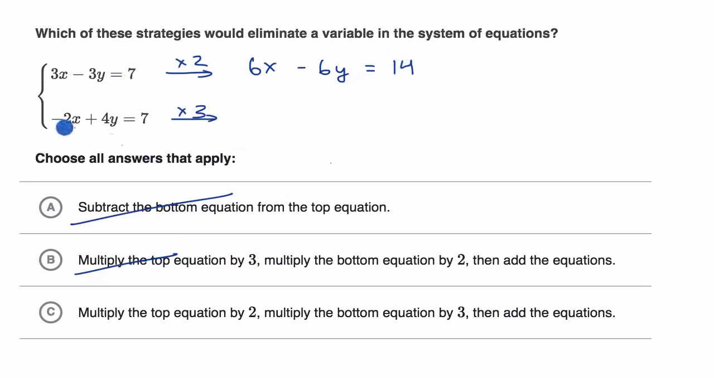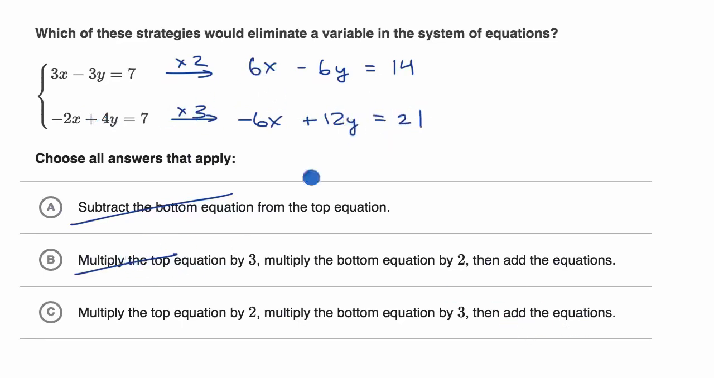14. And then with this bottom equation, when you multiply it by 3, both sides, that's the only way to ensure that the equation is saying the same thing, is if you do the same thing to both sides. That's really the heart of algebra. So negative 2 times 3 is negative 6x, and I already like where this is going, because when I add these two, they're going to get eliminated. Plus 4y times 3 is going to be plus 12y is going to be equal to 21.